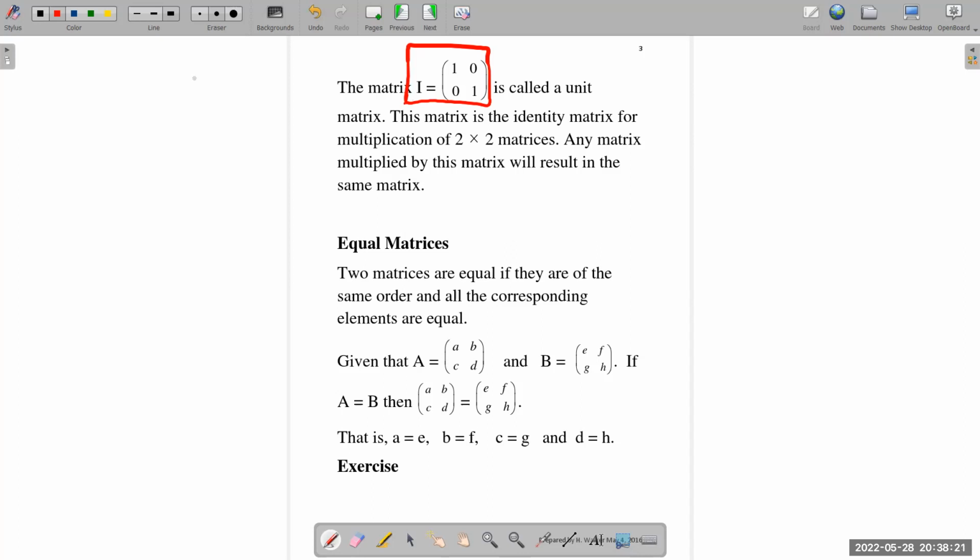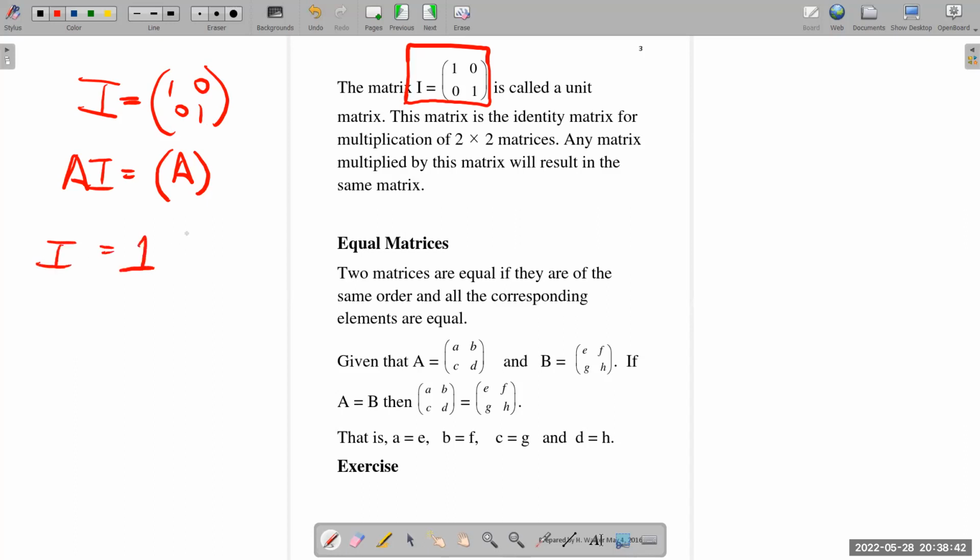So as I was saying, the identity matrix is very important. It plays a huge role in matrix, so you have to remember it. That's 1, 0, 0, 1. That means if you multiply any matrix A by I, when you multiply it out, you're going to get back the same matrix A. Everybody see that? So essentially, I is the same thing as 1 in our regular number system. Okay? Next, we have equal matrices.